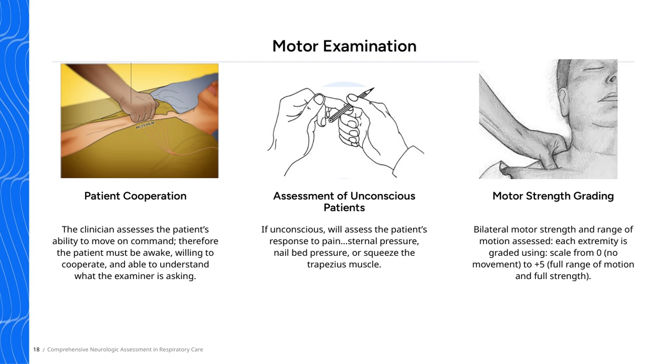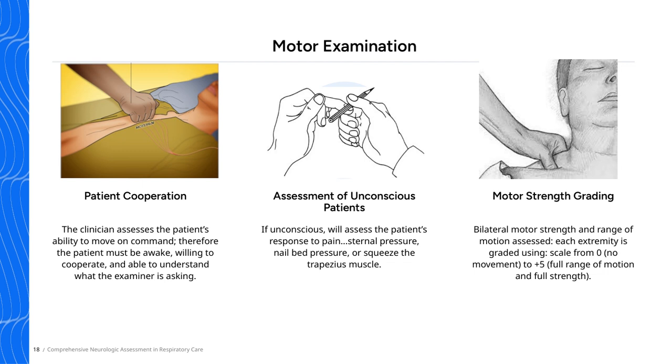In cases where the patient is unconscious, we shift our focus to assessing their response to pain stimuli. This involves applying sternal pressure, nail bed pressure, or squeezing the trapezius muscle. These methods give us an idea of their neurological responsiveness when they can't follow commands.